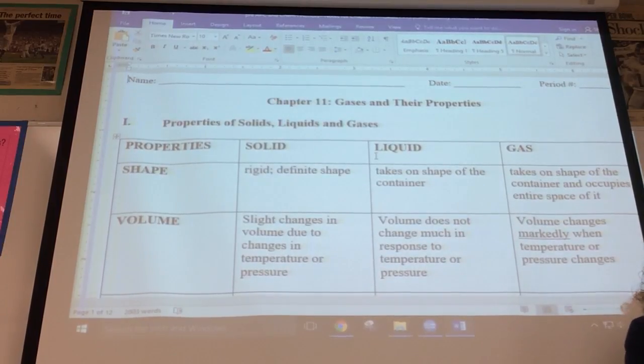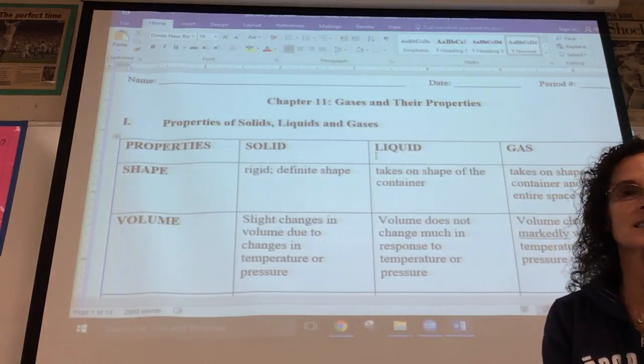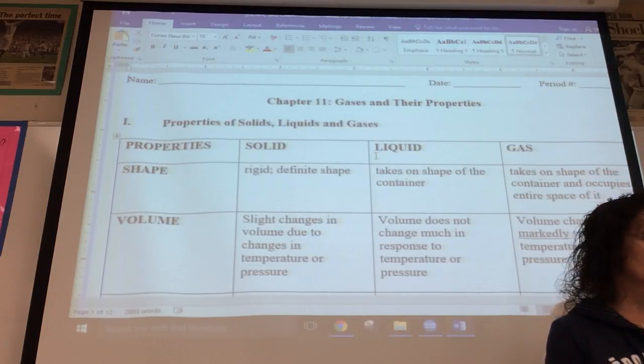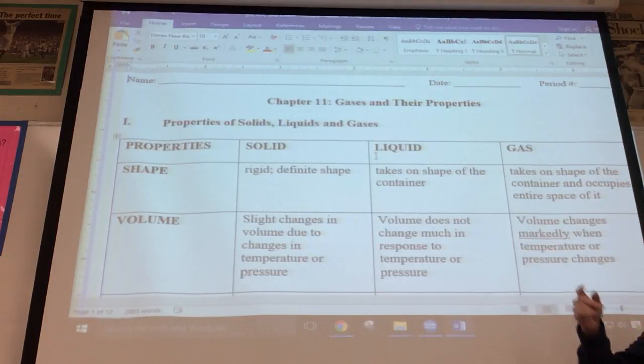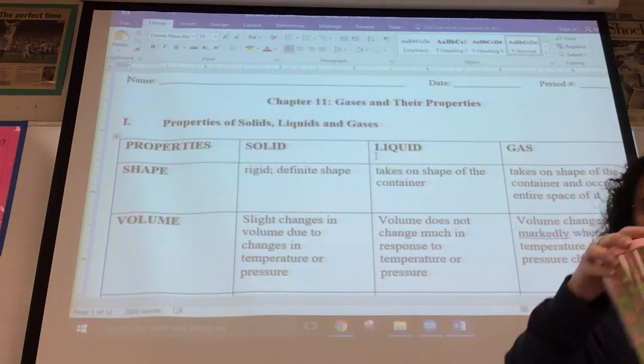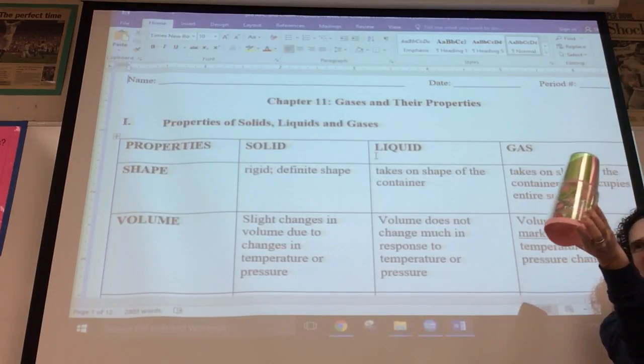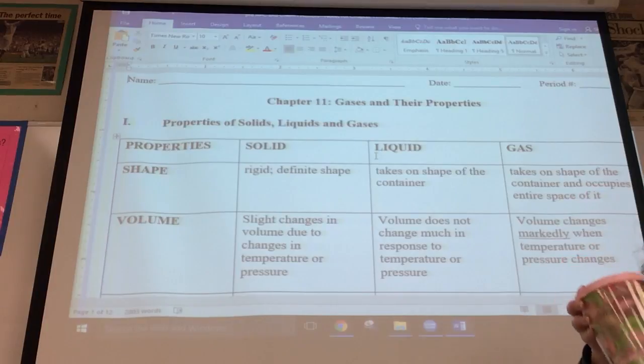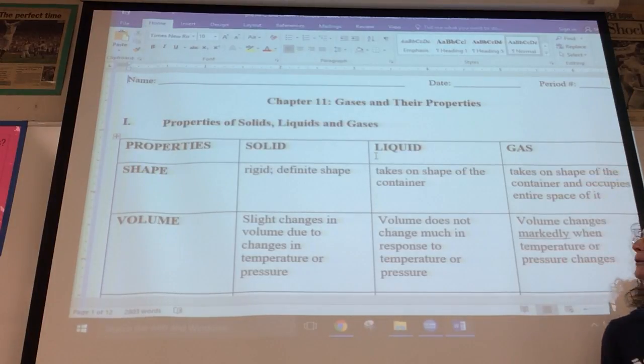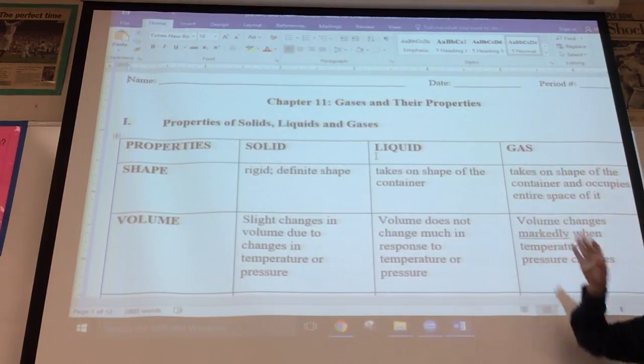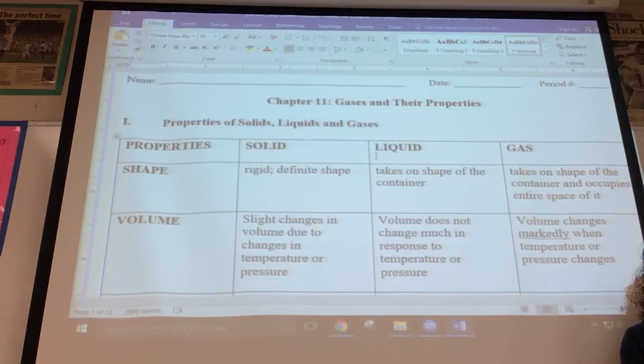Some basic properties of gases, as many of you mentioned already. Solids. Solids are very rigid. Let's refocus. Liquids take on the shape of the container. Gases not only take on the shape of the container, but they occupy the entire space of it.